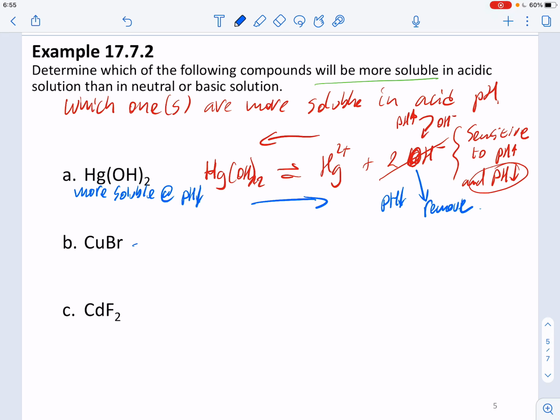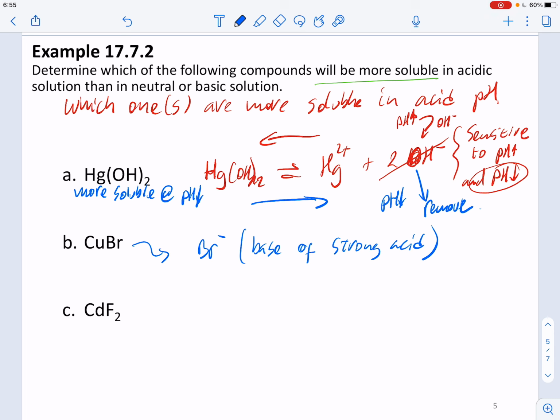Okay, here we are going to focus our attention. Remember, we are talking about the anions. The anions are the main focus of the common ion effect. So copper 1 bromide, so we are focusing our attention on the bromide, right? And the bromide is the base of a strong acid.